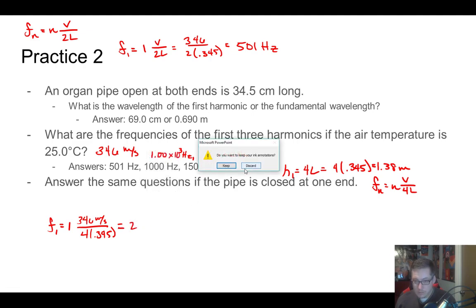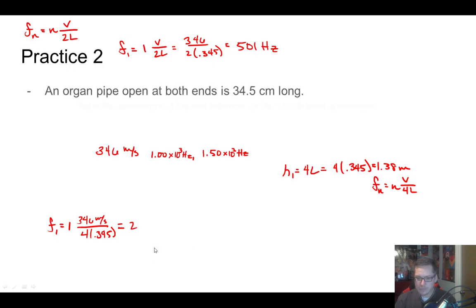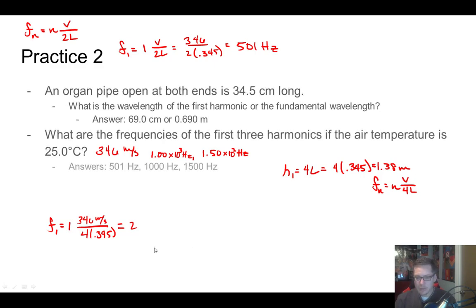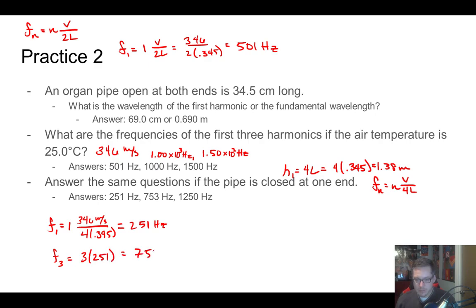Oh, it does round up to 1, doesn't it? 251 hertz. And then remember that we can't have even numbers, so it'd be F3, so it'd be 3 times 251, right? Which would give you 753 hertz. And then 5, this would be our F5 right here.